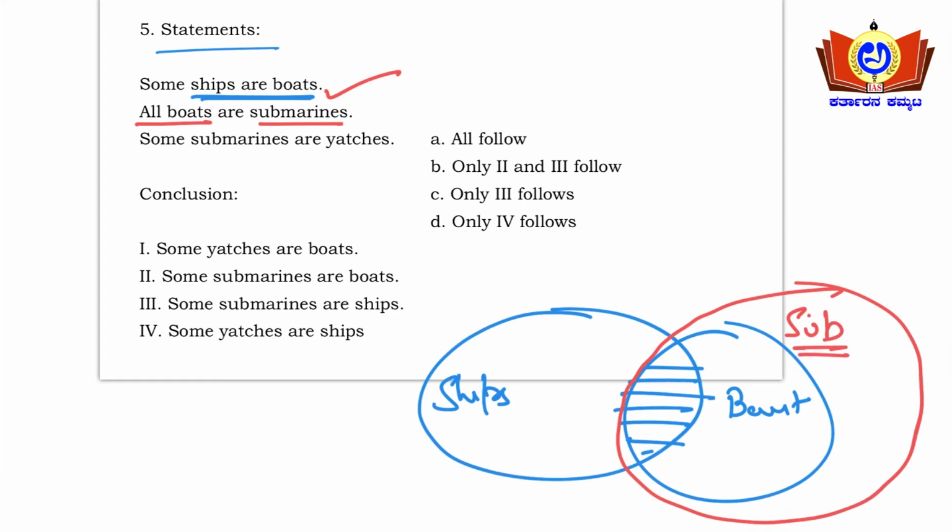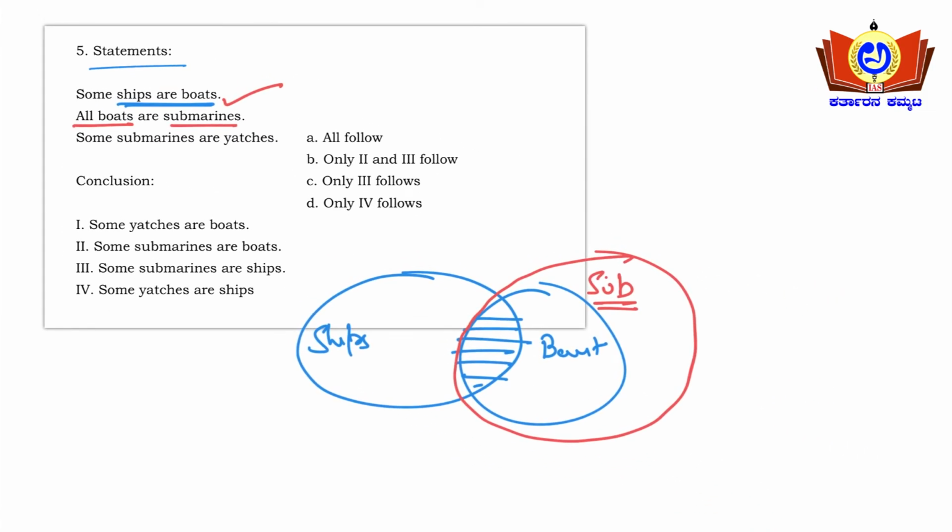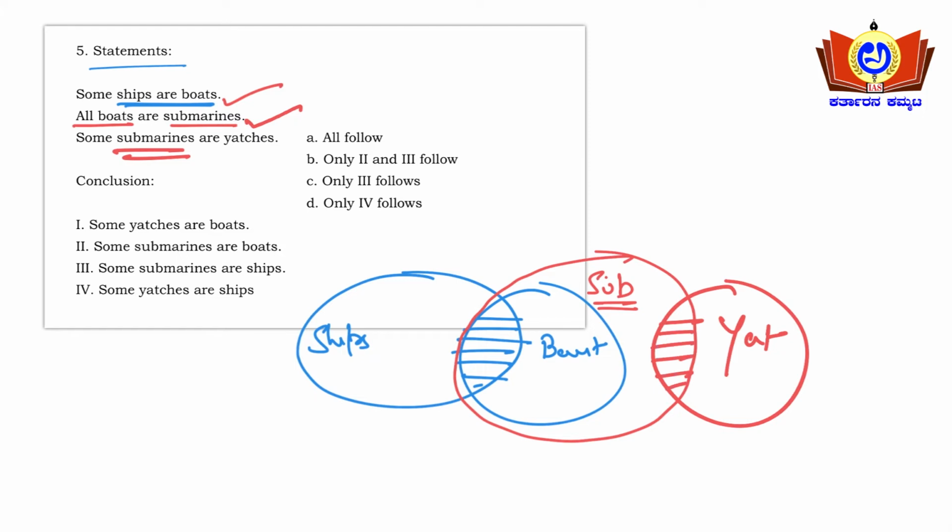All boats are submarines here, yes or no? So the second condition is finished. Some submarines are yachts here. Yachts will be here and submarines will be here. So this is the probable diagram, my dear friends. Now we shall see the conclusion here. Some yachts are boats, no, this is wrong here.